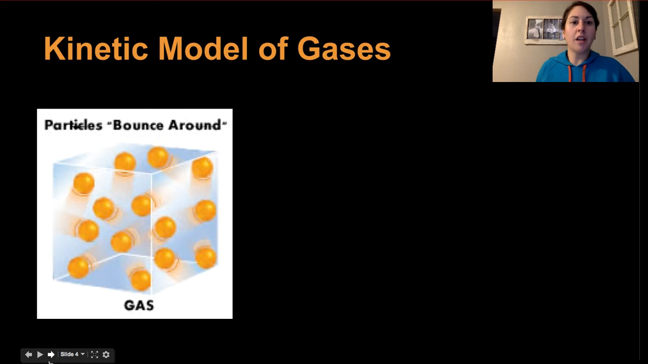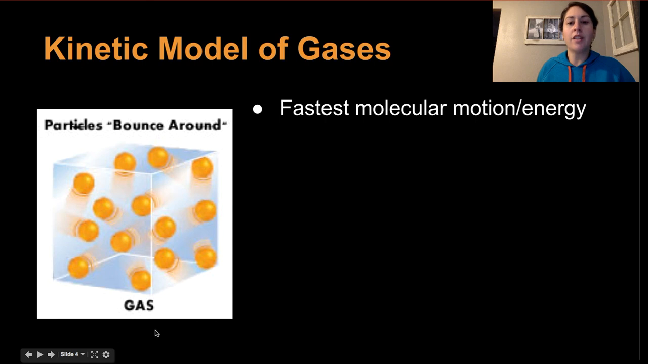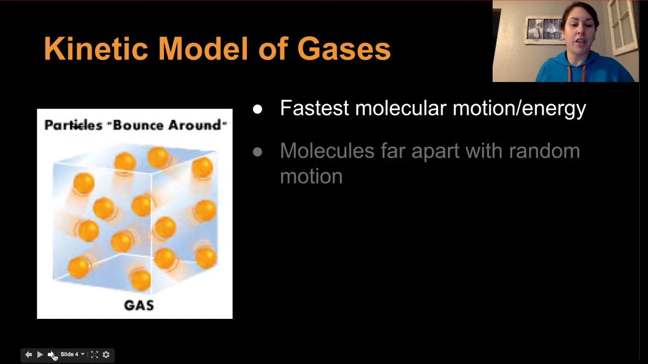Okay, so let's talk about the kinetic model of gases. And so we see gases here in this little cube, and it says that the particles are bouncing around. And that's exactly what's going on. So this is the fastest molecular motion, and it's the highest amount of energy. Okay, so I don't think it's the fastest energy, but the highest energy.